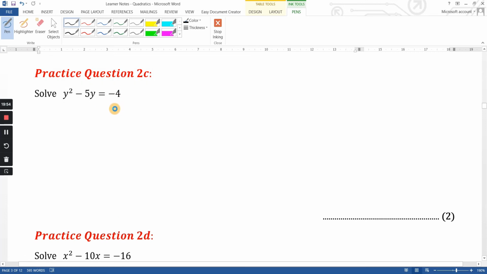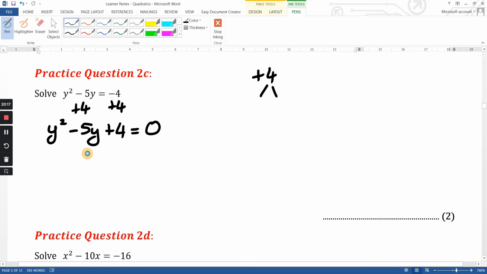Some people think of it that way. So I'll need a plus 4 here, plus 4 on that side. I'll get y squared minus 5y plus 4 now on that side equal to 0. And now we can do the same again, just factorize that. I'm going to need positive 4, and it's going to make a minus 5 here.